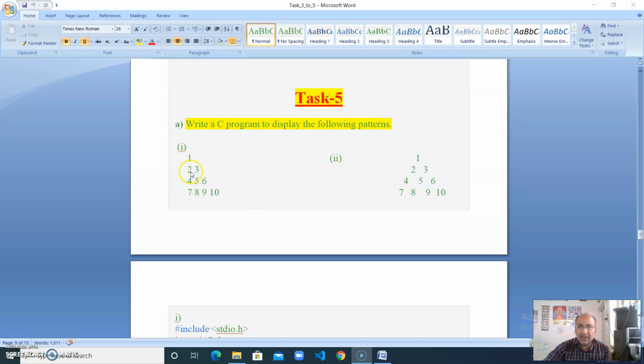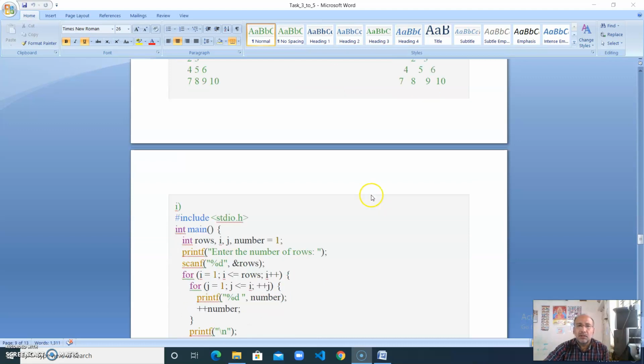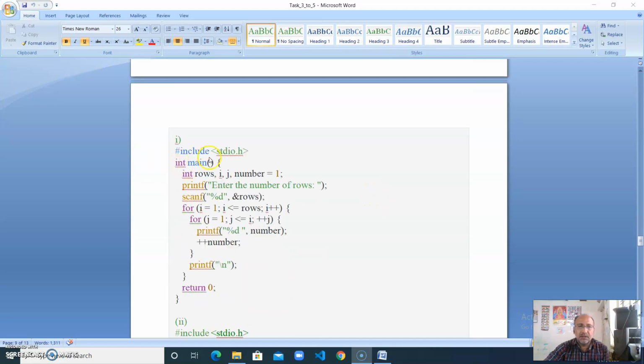See this one, this is pattern 1: 1, 2, 3, 4, 5, 6, 7, 8, 9, 10. This is the same as a triangle. And also one more pattern: 1, 2, then a space, and 3, 4, space, 5, and also space 6, 7, space 8, space 9, space 10. We want to display these patterns. The first pattern, say this one.